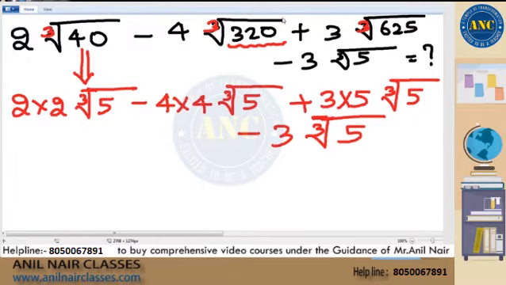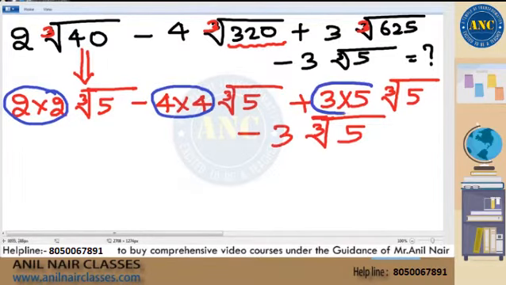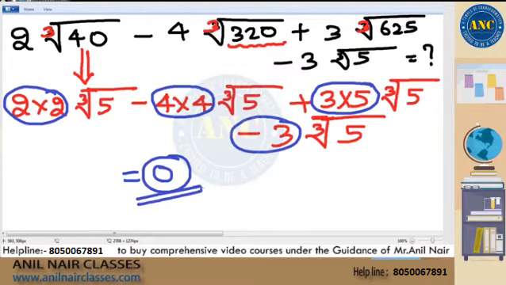If you observe carefully, cube root of 5 is a common factor. 2 into 2 is 4. 4 minus 16 is minus 12. Minus 12 plus 15 is 3. 3 minus 3 is 0. Everything will cancel. Answer is 0. Answer definitely will be 0.